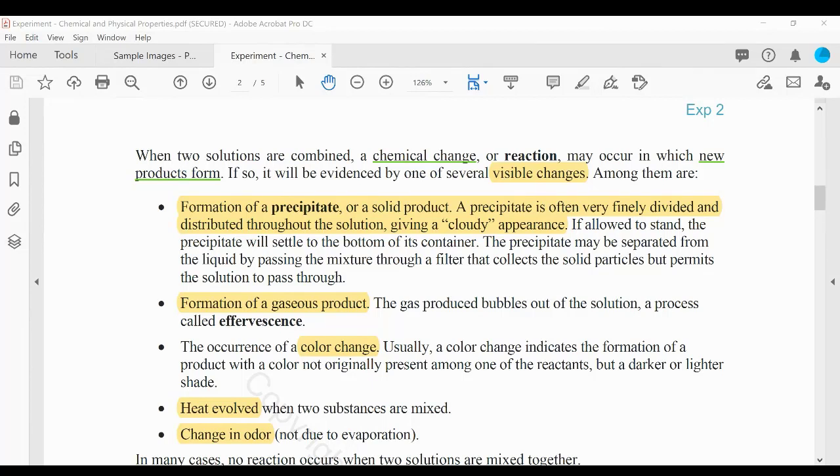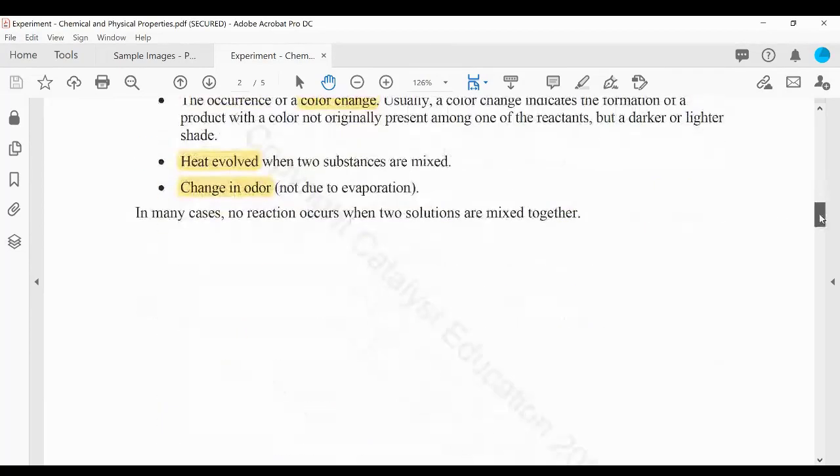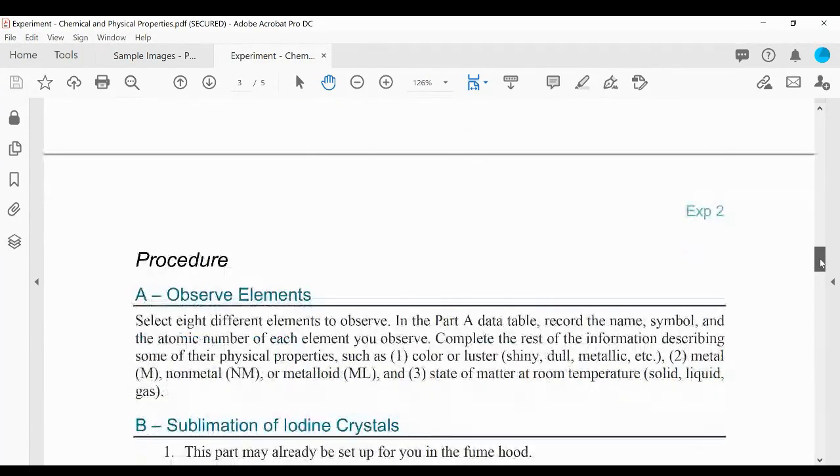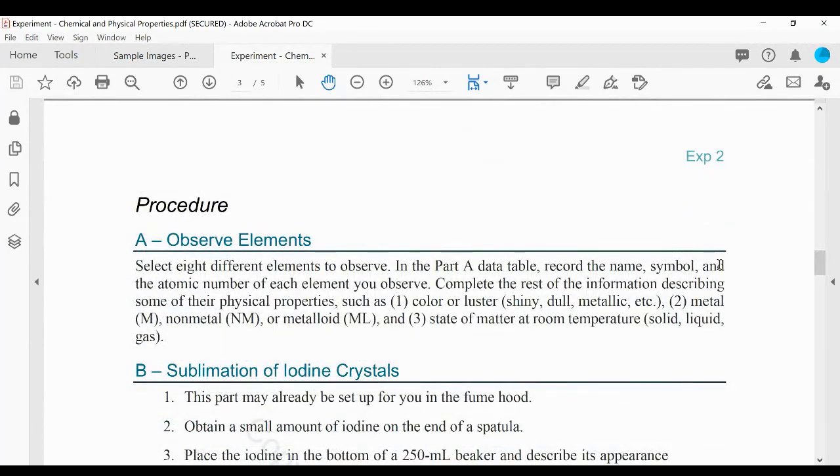And then the change in odor. If you see that there is a new odor, that's an indication that a new substance might be created. So this is the write-up. Let me see what else is in here. And here, basically, starts the procedure. So I will go through quickly.